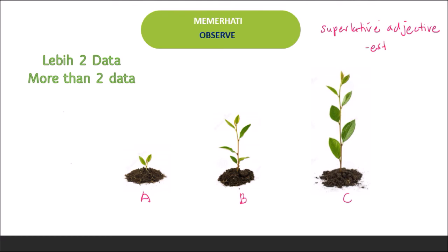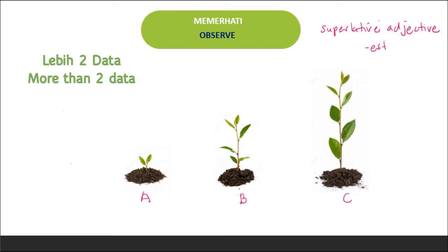For example, the information that we can gather here is about the number of leaves and the height of the plant. So we can say that the number of leaves for plant C is the most. Or maybe we can say the number of leaves for plants A is the least.